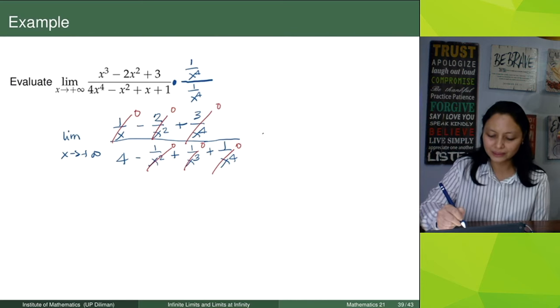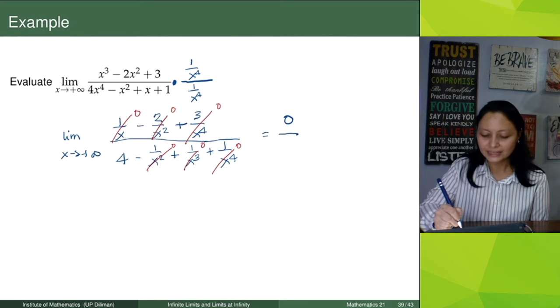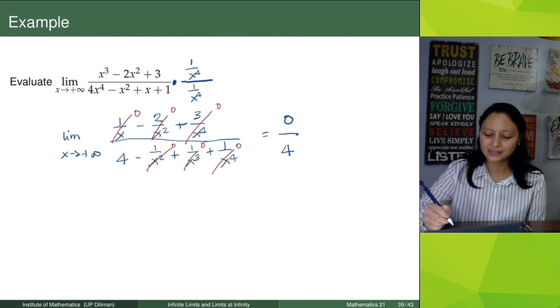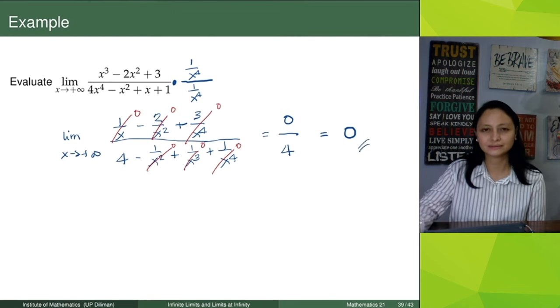Ano na lang naiwan? So, 0 plus 0 plus 0, you have 0 in the numerator, and in the denominator, you have 4 plus 0, or 4. And 0 divided by 4 is 0. Okay, so this is our limit.